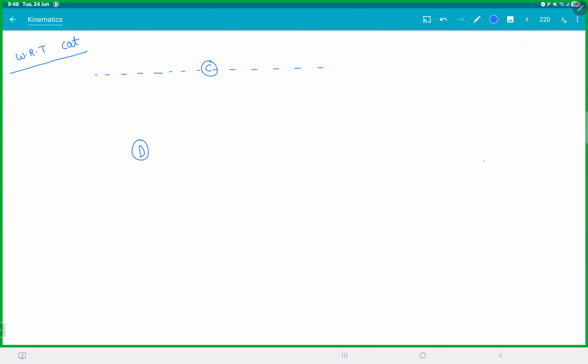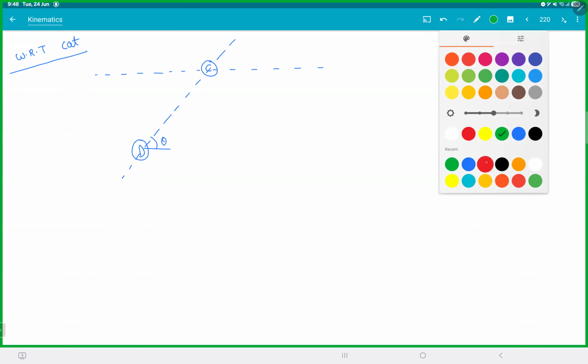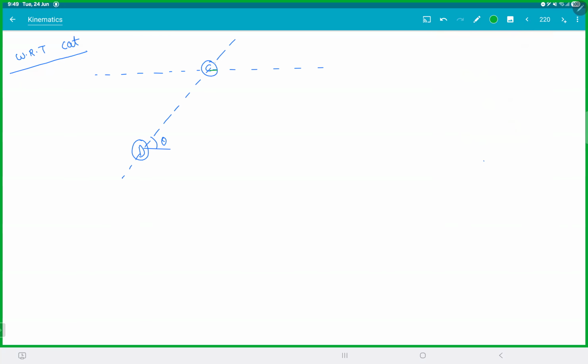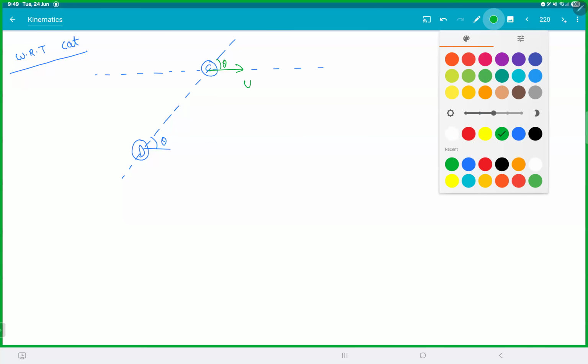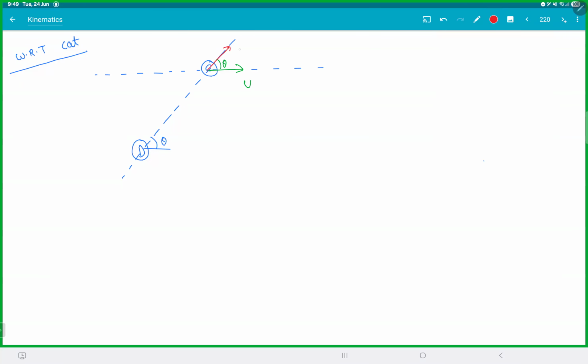So if I join the line between the cat and the dog, we saw this angle was theta. So the cat's velocity will have two components. So this is u. This is also theta. This will be u cos theta. This will be u sine theta. And the dog's velocity is v.